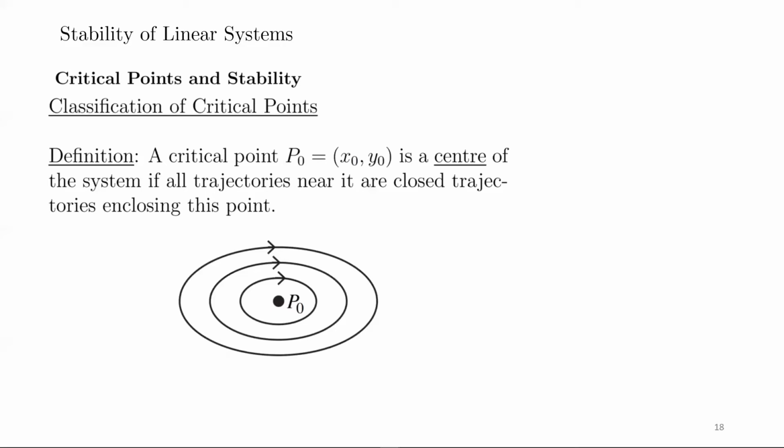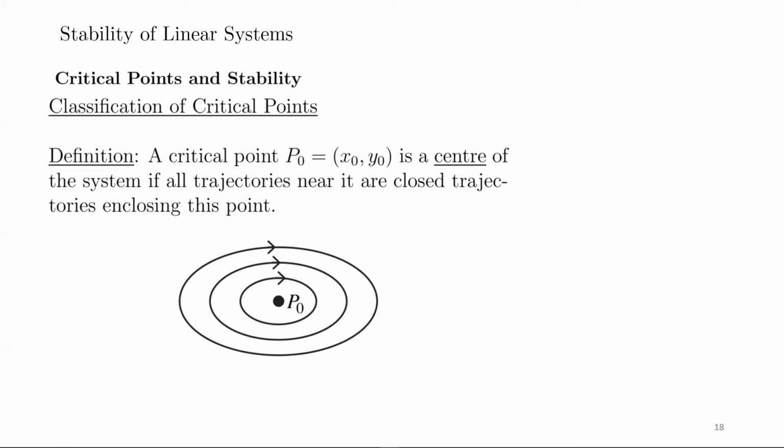Okay, so we have this point P naught, and all the nearby trajectories are just circling P naught, and they are periodic trajectories. It's kind of like the sun's at the middle of the solar system. Each of these are describing trajectories of all the different planets in the solar system, and they're just orbiting this point here. So this type of critical point we call a center. Okay, so there's your first definition, a center.